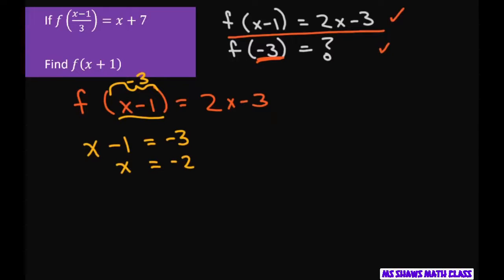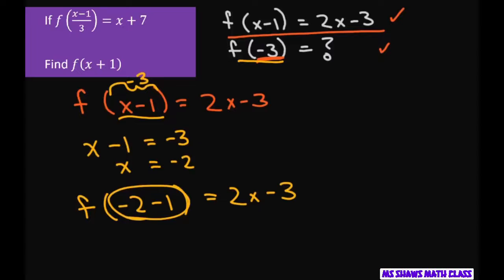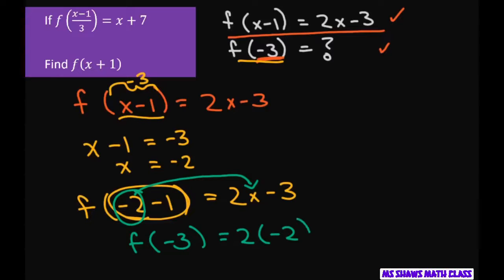So to find f of negative 3, I know my x is negative 2, because you can plug in negative 2 minus 1 equals 2x minus 3. So this equals negative 3, but your x is negative 2. So you're plugging in negative 2 into the x. So we have f of negative 3 equals 2 times negative 2 minus 3. And that gives you negative 4 minus 3, which equals negative 7.